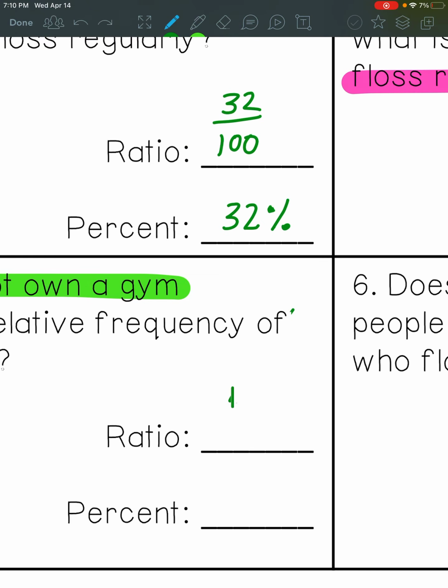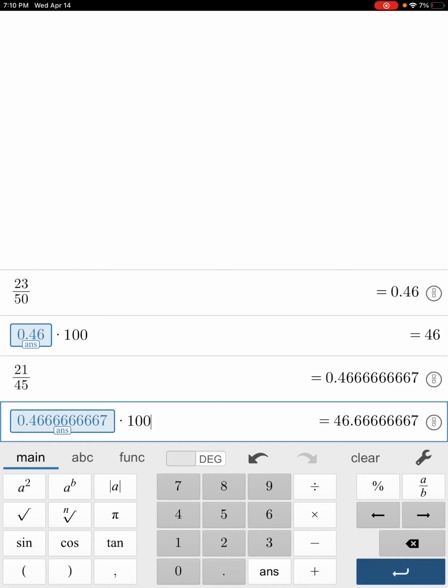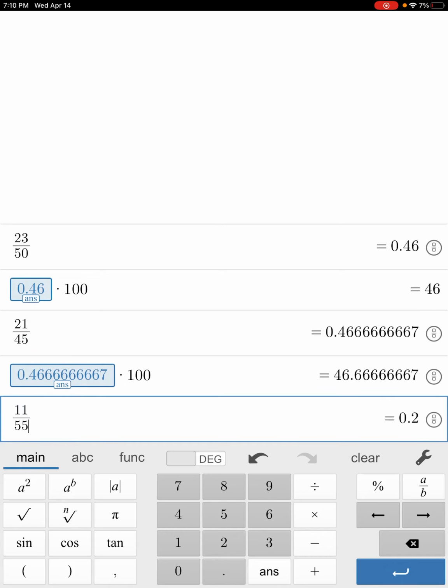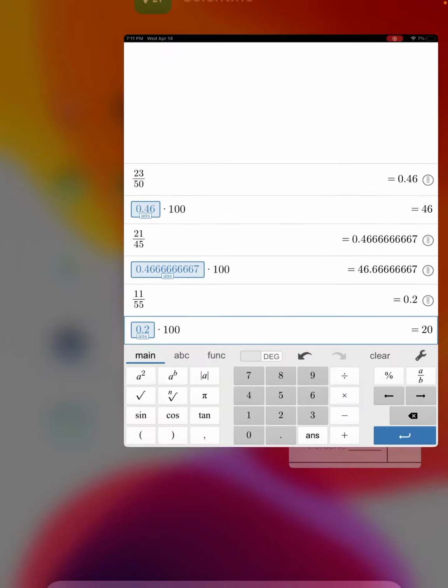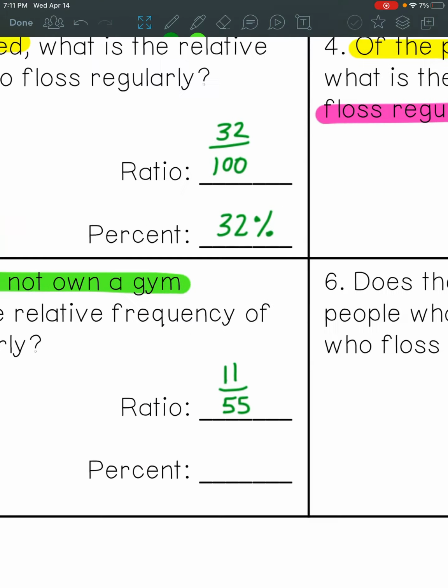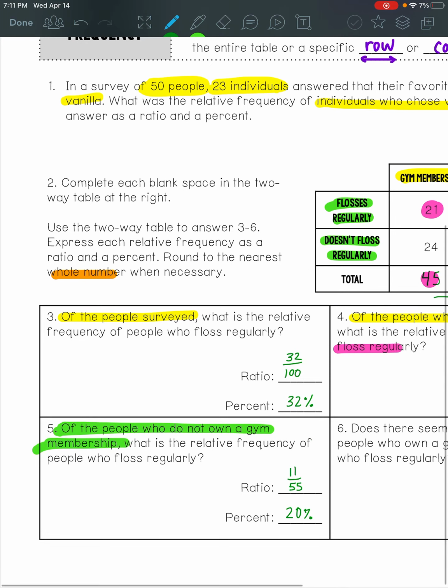And then we'll change that to a percentage. So we'll do 11 divided by 55. We get 0.2. So move your decimal 2 places to the right always. So 2, and then it'd be 20. Or you could take that answer and multiply by 100. So that is 20% of people who floss but do not have a gym membership.